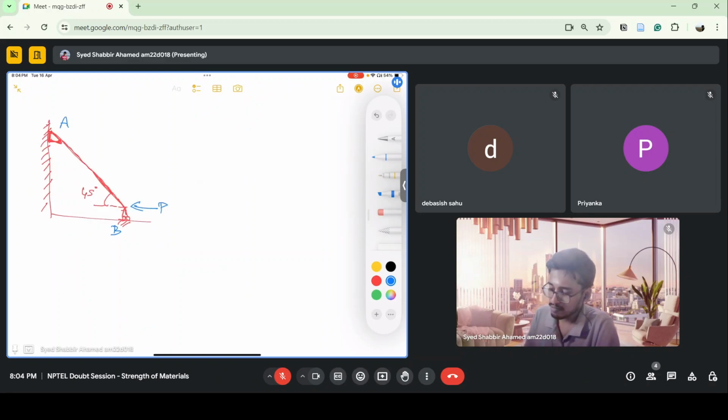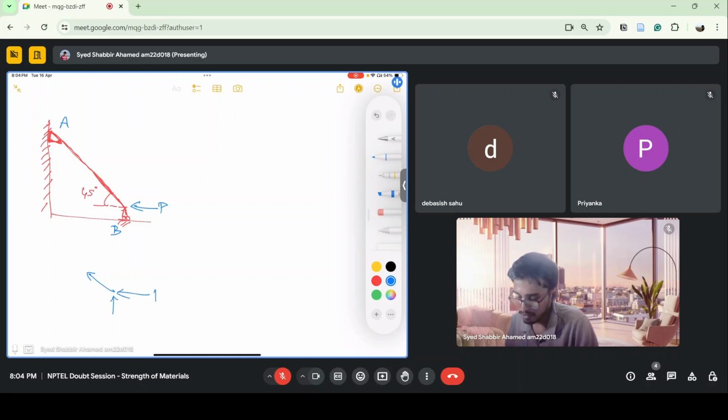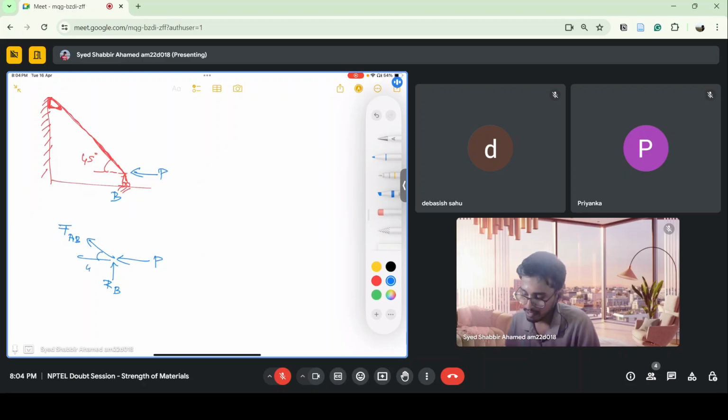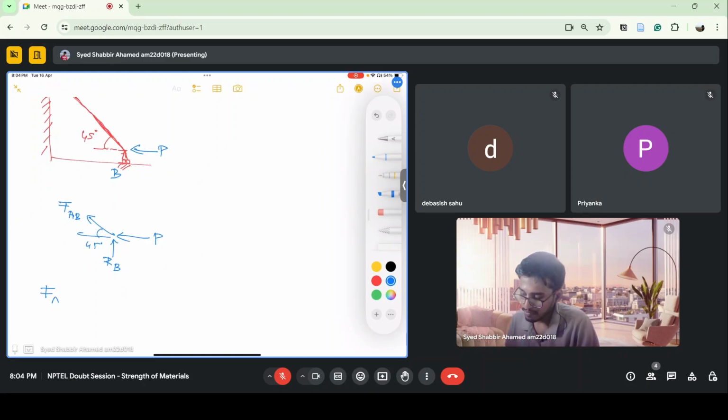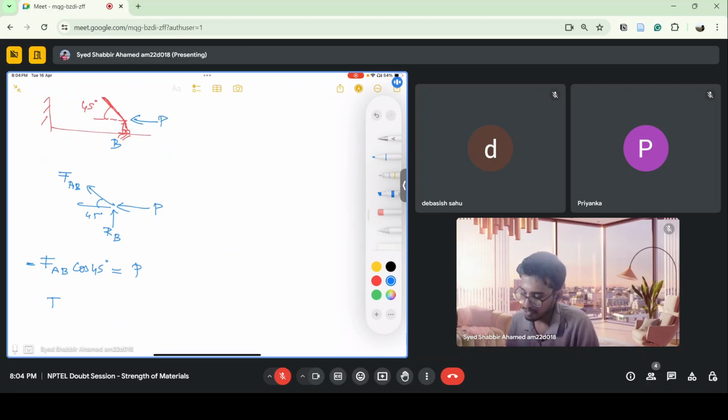First we have to find out the axial load which we are getting due to the applied load P here. We have learned this in trusses, so just use the method of joints. Say this is FAB and this is reaction B, and this is 45 degrees. So I'll get FAB cos 45 minus cos 45 equals P, so FAB is equal to minus root 2 P.